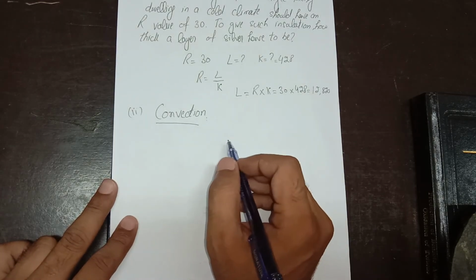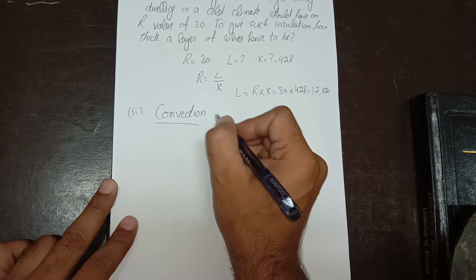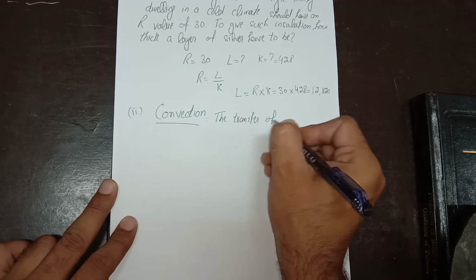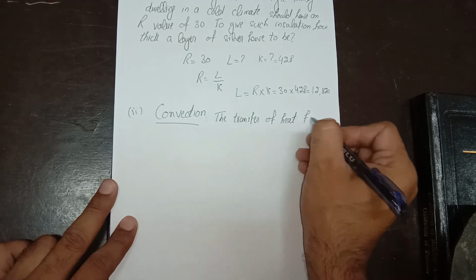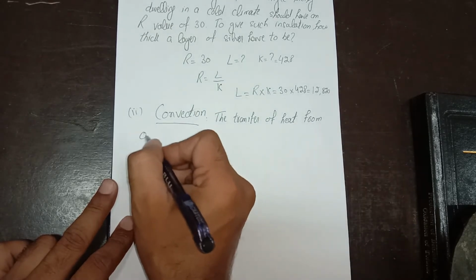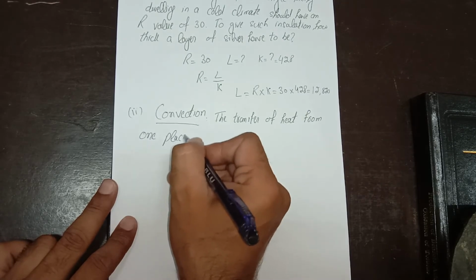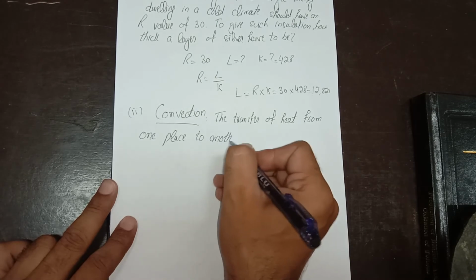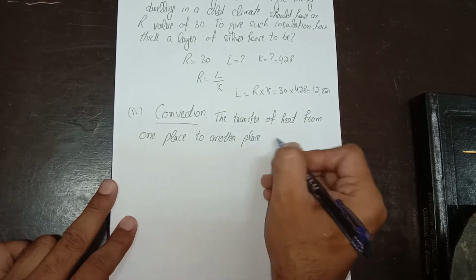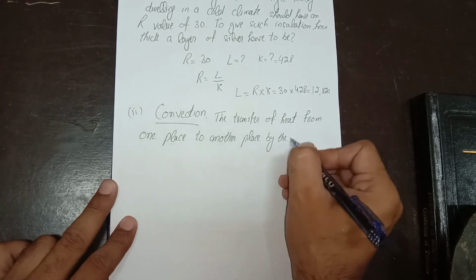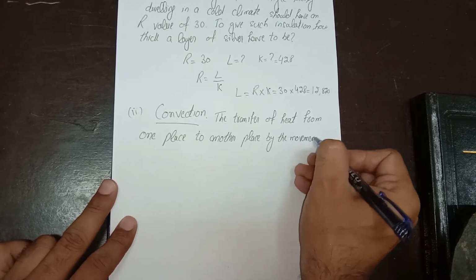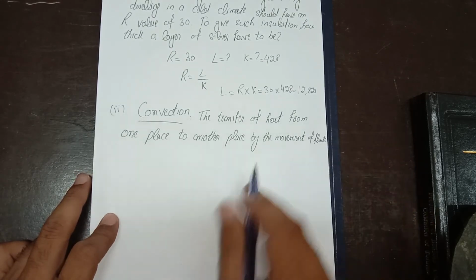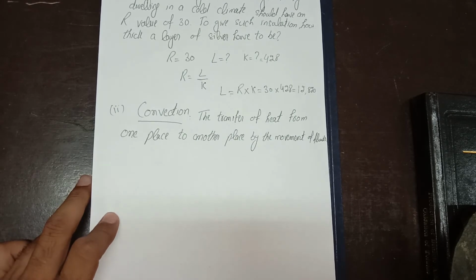Convection is the transfer of heat from one place to another place by the movement of fluids like air, water, etc.